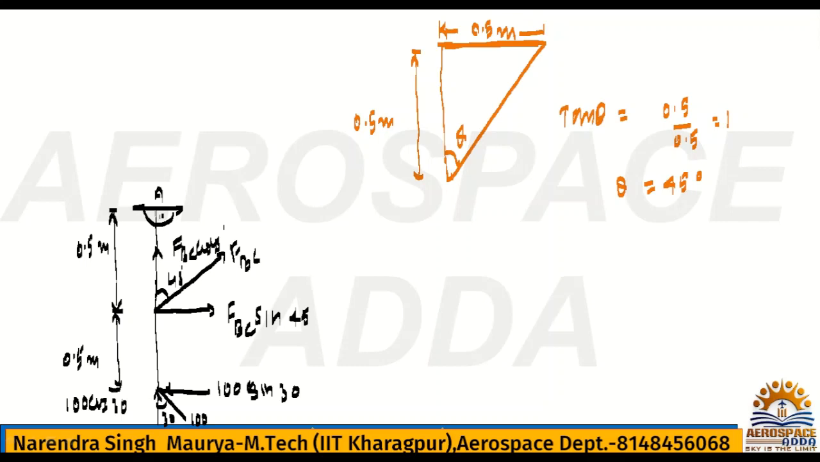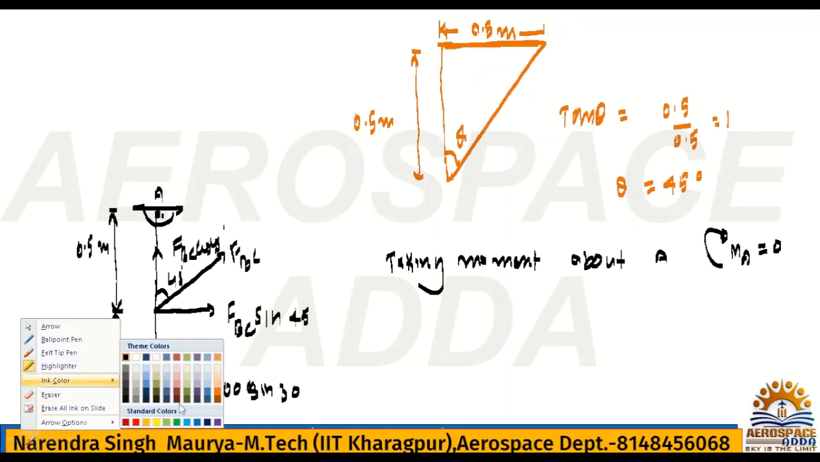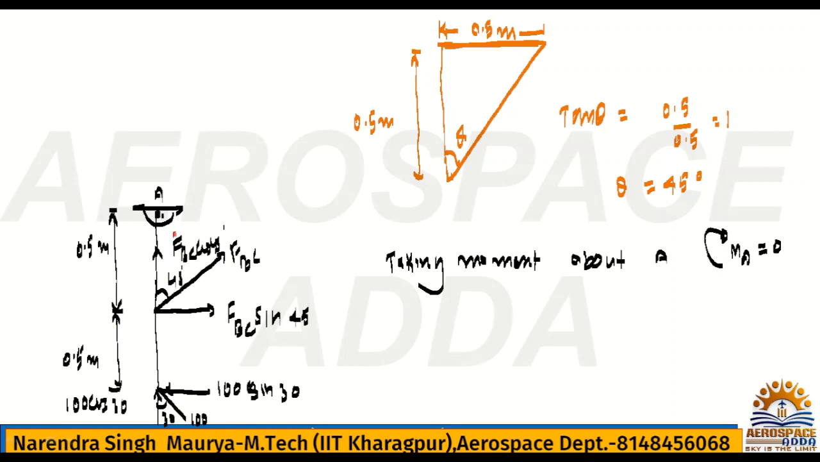Now for this diagram, because this is a hinge support, taking moment about A, whatever the moment about A, it will be zero because it's a hinge support. Now if you check the forces, F_BC cos 45 and 100 cos 30 are along the line of the point where you are taking the moment, so we are not getting any perpendicular distance, so definitely there will be no moment because of these forces. So only two forces give the moment about point A.